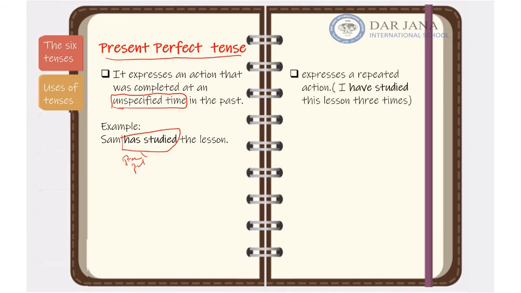The other condition is that it expresses a repeated action. So an action which is repeated, not a habit, but something that repeats more than once. Example, I have studied the lesson 3 times. This is not a habit, but it's a repeated action. Again, in this case, we use the present perfect tense.